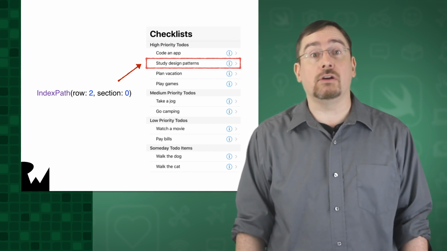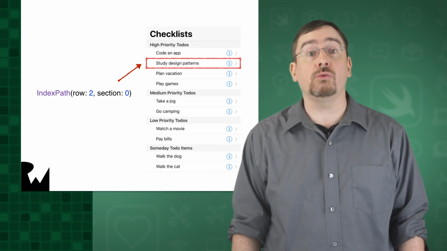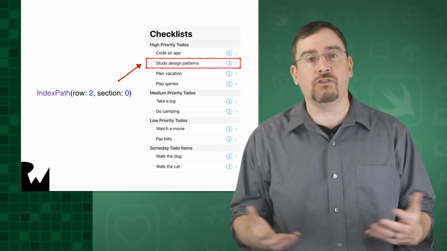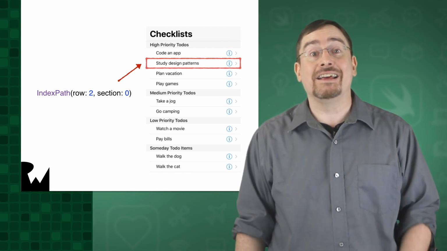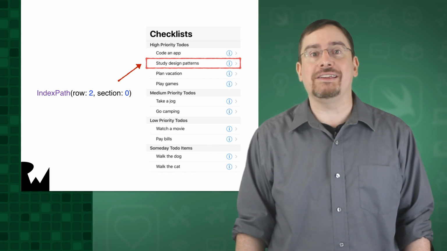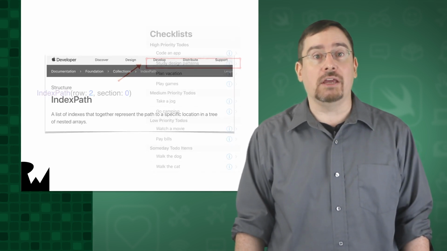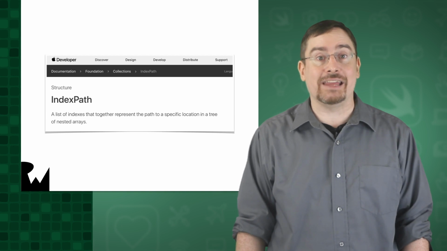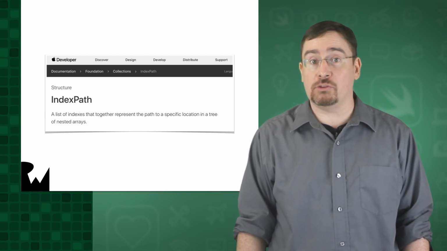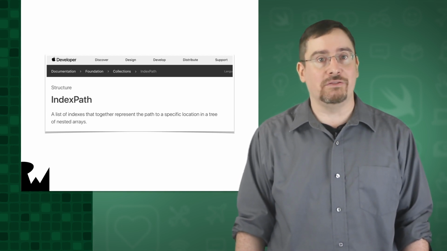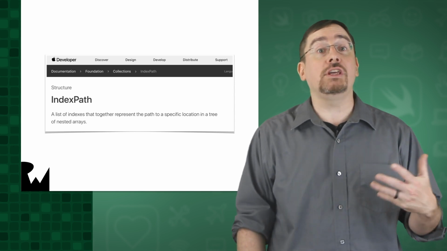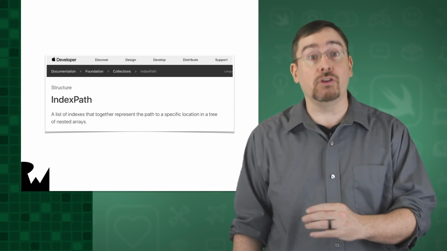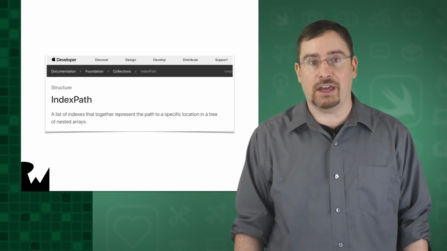While index paths are used throughout tables, you can also use them with arrays and other similar collections. In fact, the index path documentation doesn't even mention table views. It reads, a list of indexes that together represent a path to a specific location in a tree of nested arrays. So while we use index paths with table views, they can be used in other contexts.